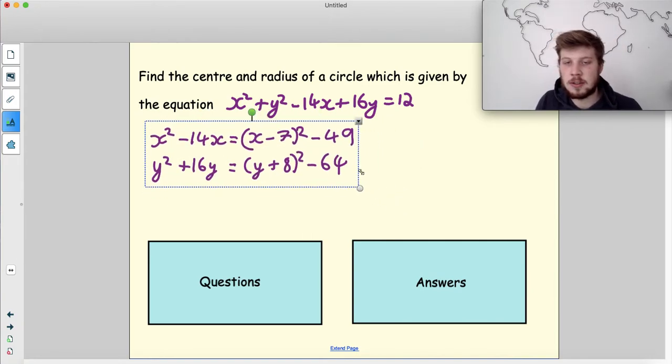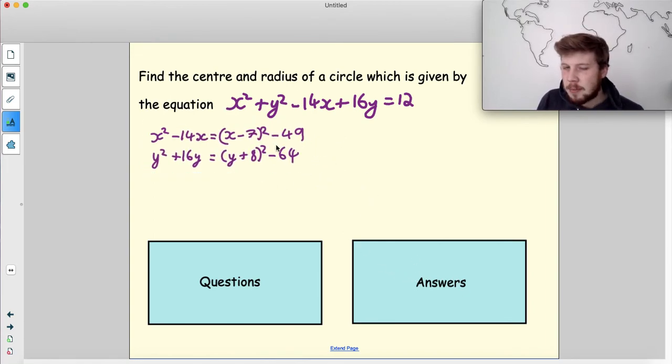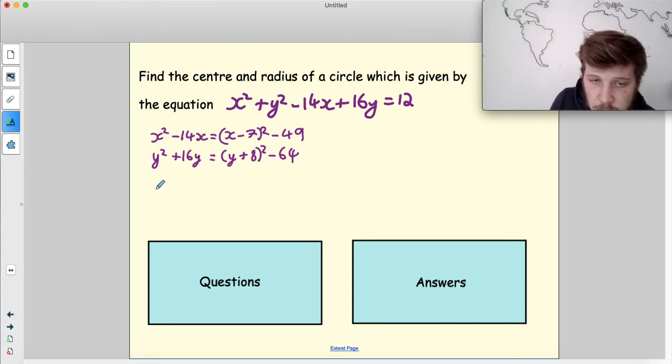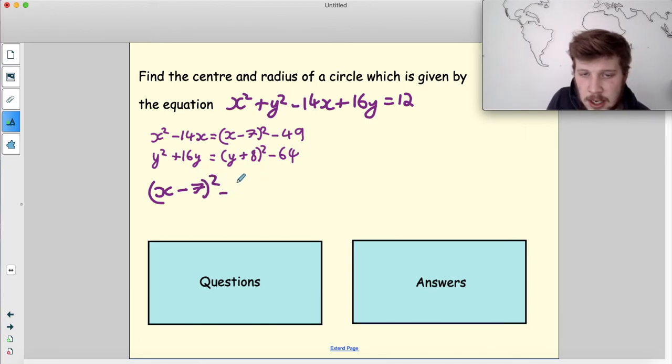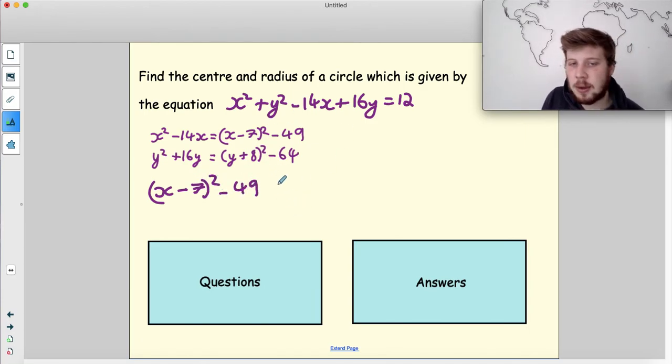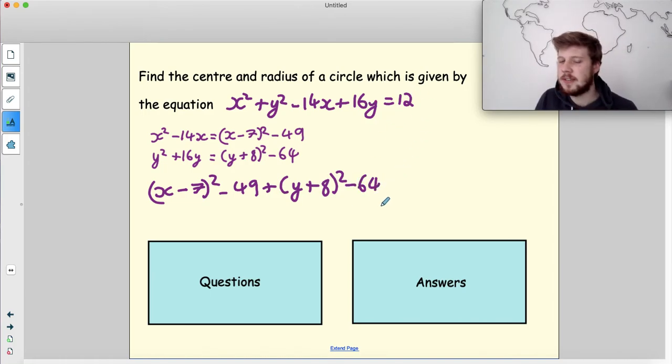So I'm just going to make this a little bit smaller so I've got a bit more room. But now I'm going to use this idea and substitute it in. So instead of having x squared minus 14x, I'm going to replace it with this completed square form. And same thing with the y squared add 16y. So when I do that, I will end up with an x subtract 7 squared minus 49. I would get a plus y plus 8 squared subtract 64, and then I'm going to take this 12 across, so subtract 12, well that would equal 0.